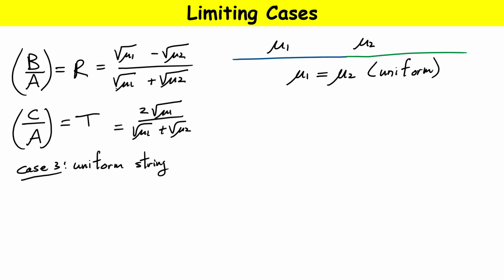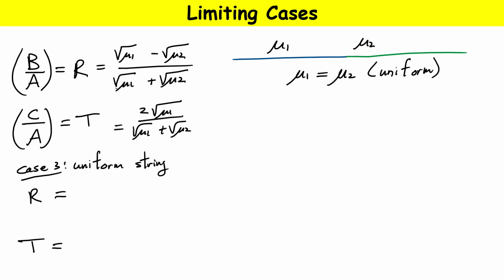So again, now the strings are the exact same thickness, for example. So we have the line density of medium 1 is the same as line density of medium 2. So it's basically just one uniform string. So what would you have in that case? Well, our reflection coefficient and our transmission coefficient, well, you just make the values the same.